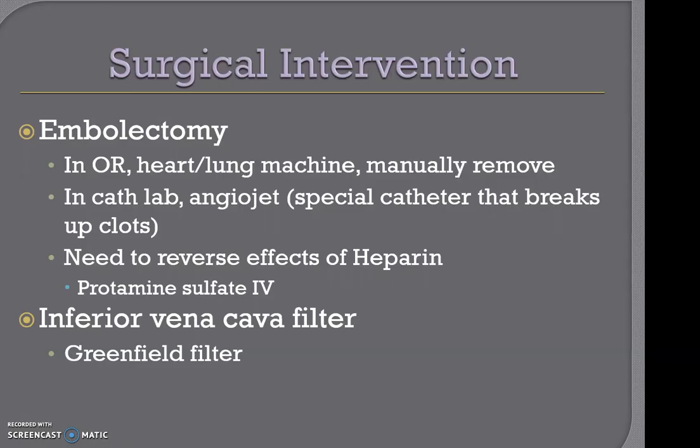Surgical interventions. So what are our surgical interventions? Embolectomy, where we actually go into the operating room, open your chest, put you on a heart-lung machine, and manually remove the clots. A couple other places, we can go to the cath lab. There's a special catheter used called an AngioJet that can break up clots and capture the clot pieces and pull them all out.